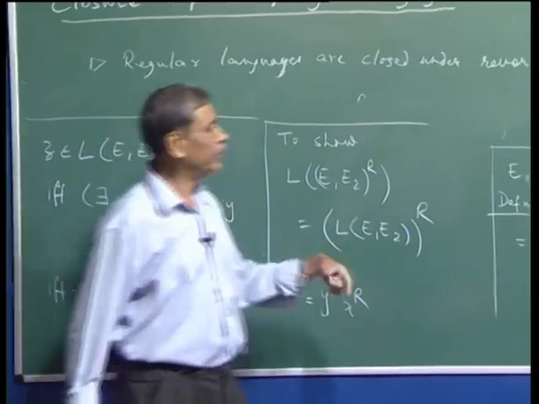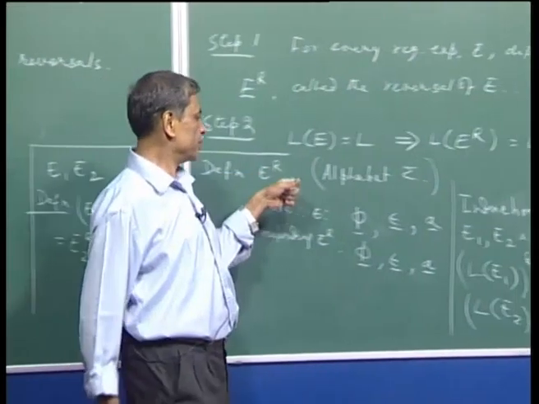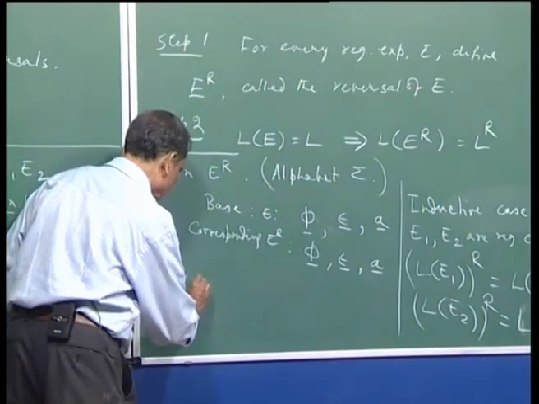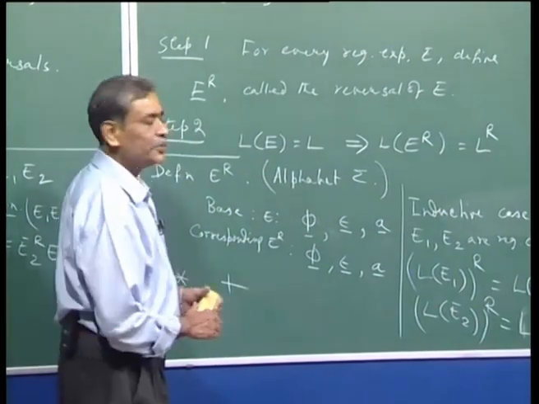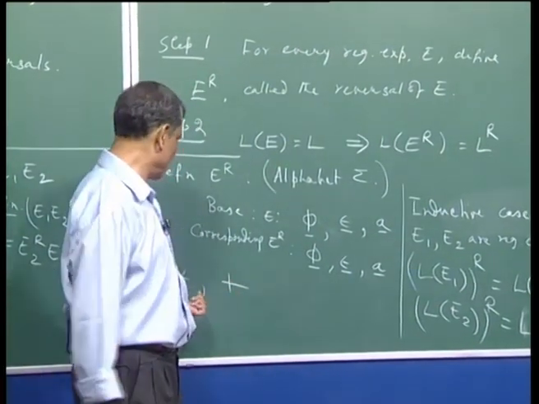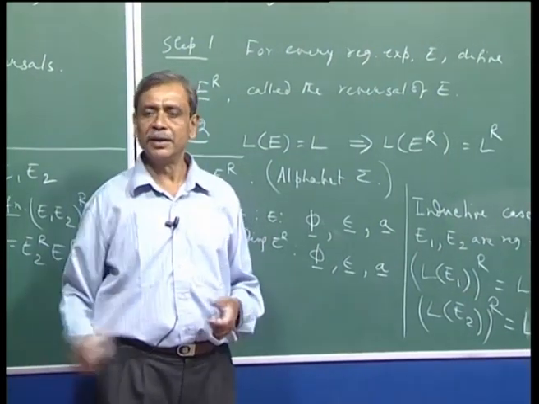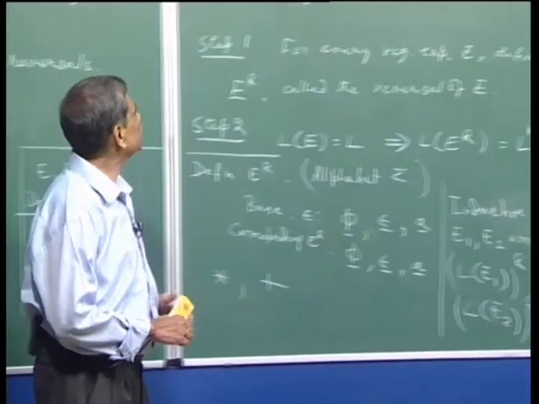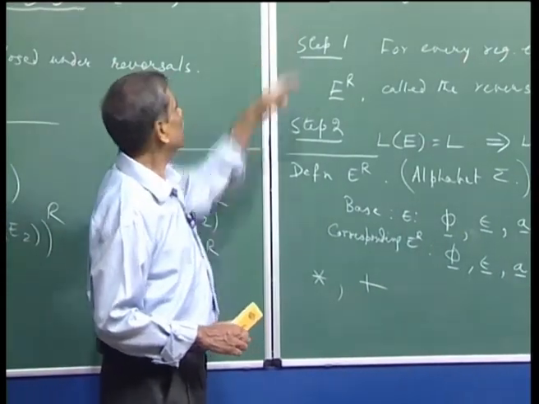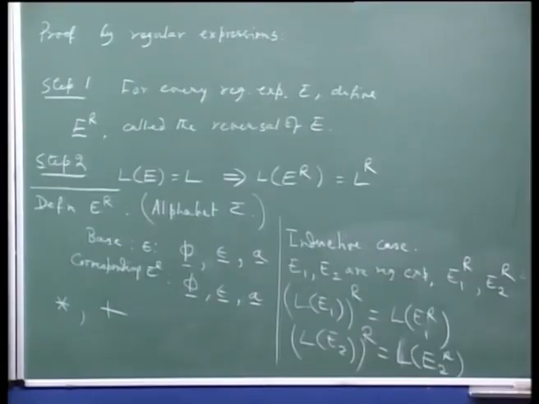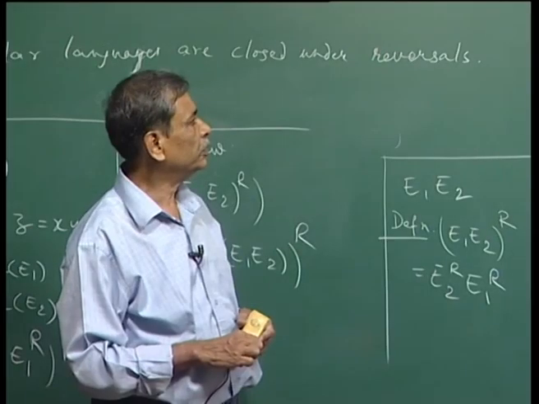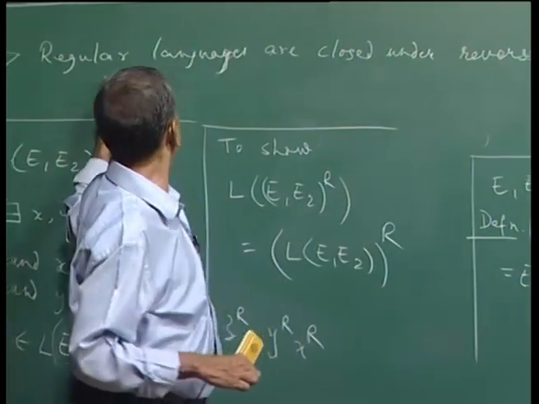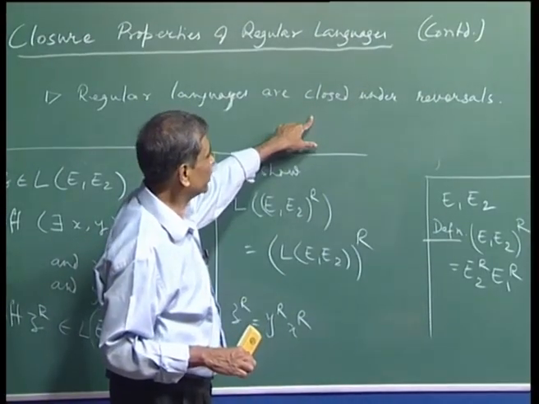The other two cases for induction over regular expressions are star and of course plus, and these two cases are also simpler than this. So that completes the proof in detail. Overall, the idea was that I wanted to prove that regular languages are closed under reversal.